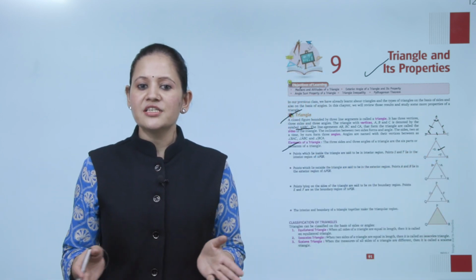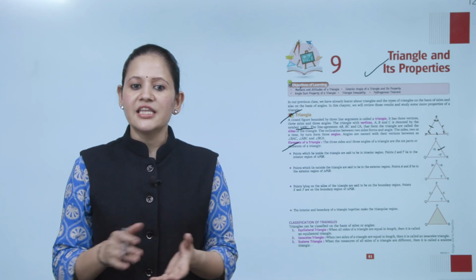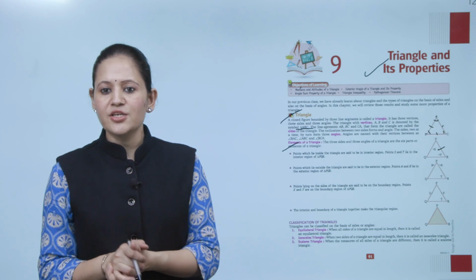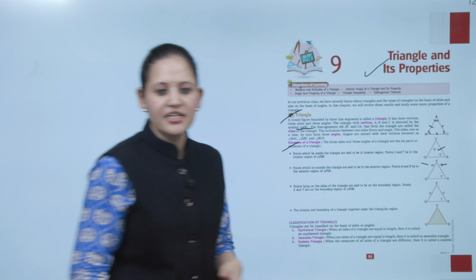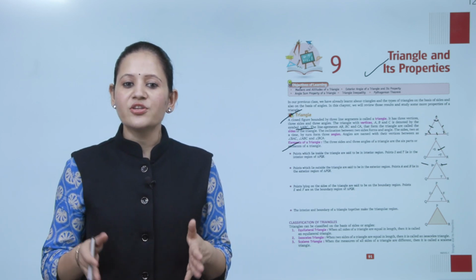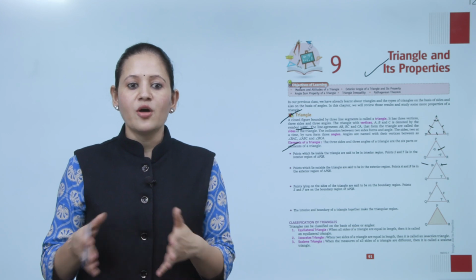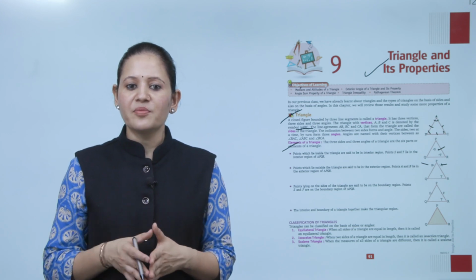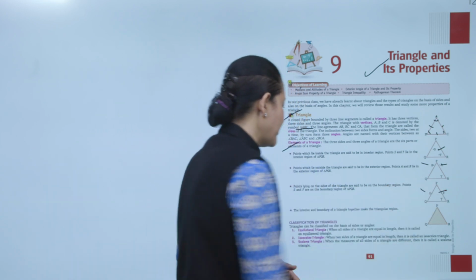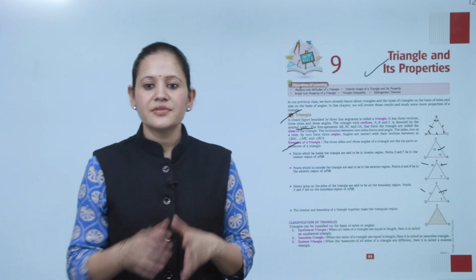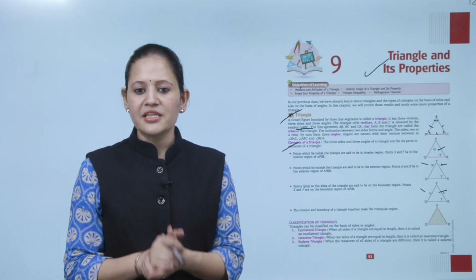Points which are outside the triangle are said to be in the exterior region. Points A and B lie in the exterior region of triangle PQR. So, here A and B are exterior to triangle PQR. Points lying on the sides of the triangle are said to be on the boundary. Points E and F are on the boundary of triangle PQR. E and F, they are on the boundary of PQR. Clear? The interior and the boundary of the triangle together make the triangular region.